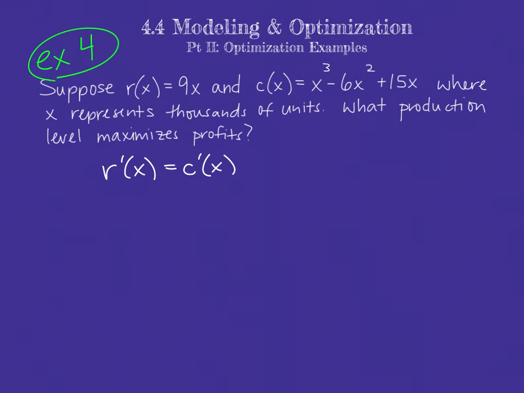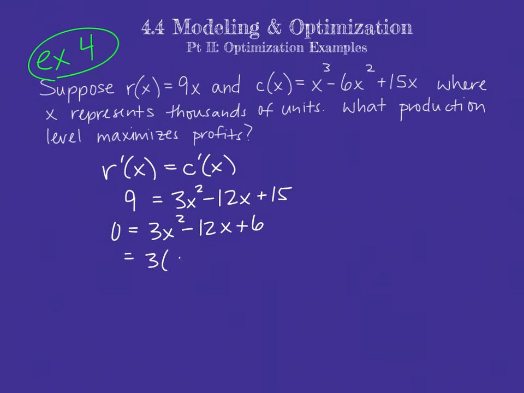So let's find R prime. Since R of x equals 9x, R prime is just 9. That's not too bad. Then C prime is the derivative of the cost function C of x. Using the power rule, we will have 3x squared minus 12x plus 15. Now we have a quadratic, so let's get that to 0. So we'll have 3x squared minus 12x plus 6 when we subtract 9. Now factoring, we can take out a 3, so we'll have x squared minus 4x plus 2.